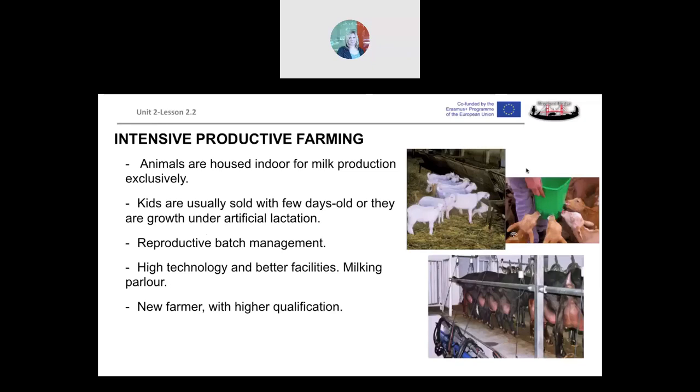In this case, there is reproductive planning in different batches. They have, of course, milking parlor and different technologies. The farmer in this case has a higher qualification, so it's a type of production system that requires more inputs, but also usually has more benefits for the farmer.